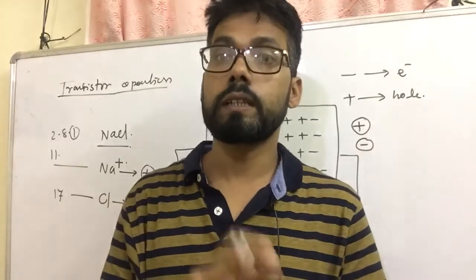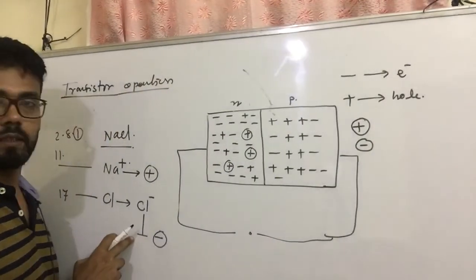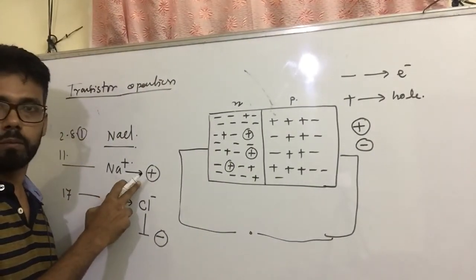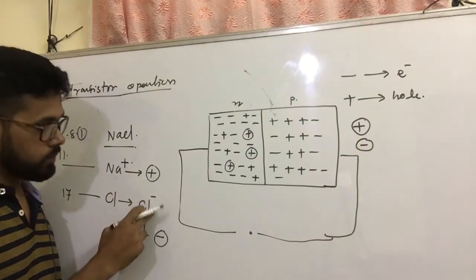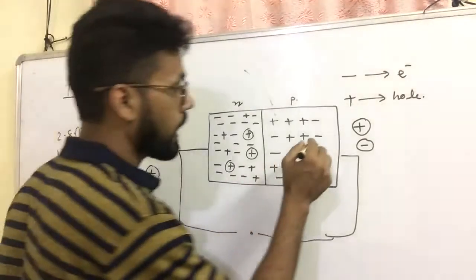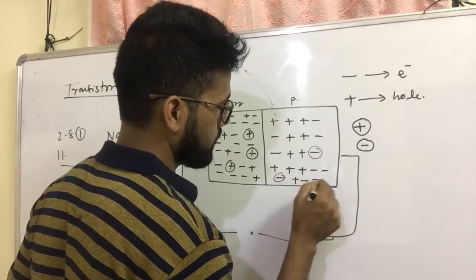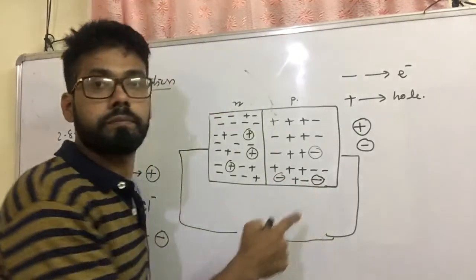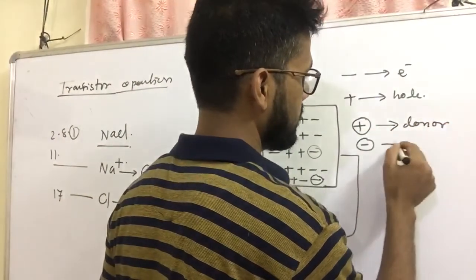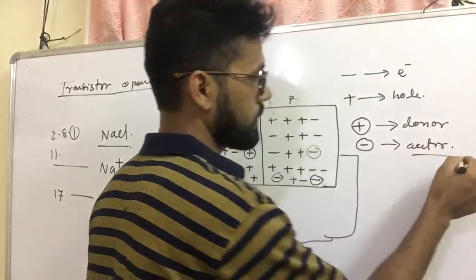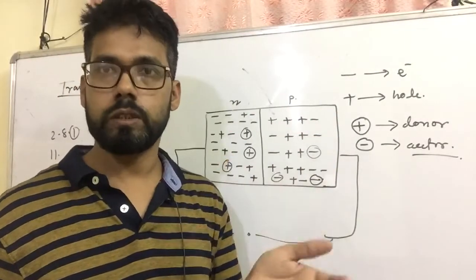Okay, so what type of ion will be there? See, sodium chloride. Chlorine accepts one electron from sodium. Chlorine has atomic number 17, and it will accept an electron, so it will become a negative charge. One negative charge, so a negative ion will be there. Okay, these are ions. Positive means donor, and negative means acceptor. Acceptor ion will be on the P side because P is the vacant side, so it will accept electron.